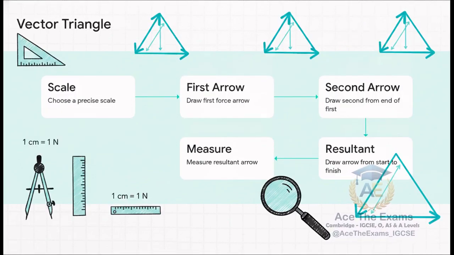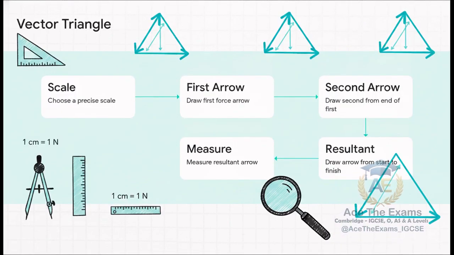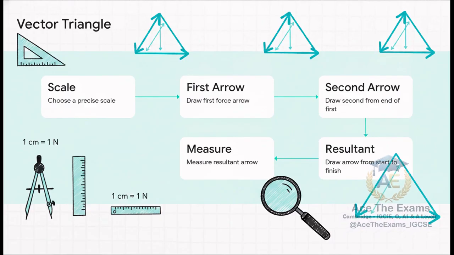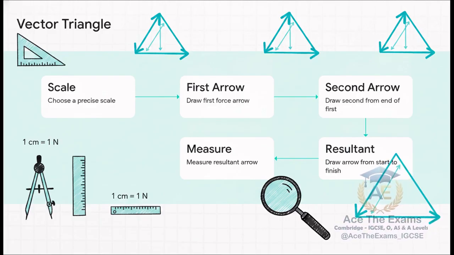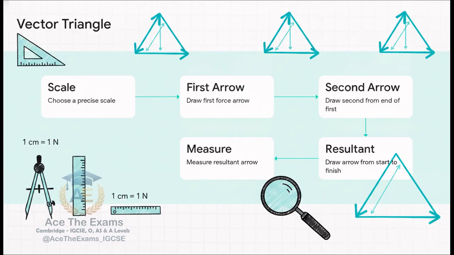But wait, what if forces do not act along the exact same straight line? What if they are perpendicular, pulling at a 90-degree angle to each other? You can't just add or subtract them simply. You must transition to a graphical method. This step-by-step vector triangle method on screen is your guaranteed way to accurately find the resultant force without complex trigonometry.